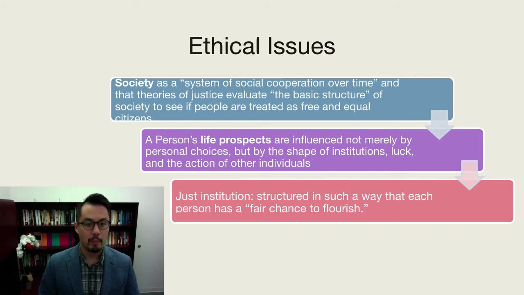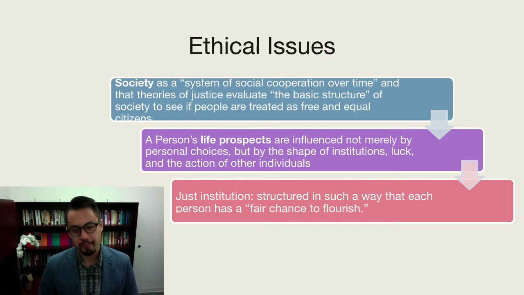The assumption is that a person's life prospects are influenced not merely by a person's personal choices, but also by how institutions are structured, sometimes by sheer luck, sometimes by the action of other individuals. So the assumption is that a just institution then is structured in such a way that each person has a fair chance to flourish. And this is, again, related to the principle of equality of opportunity we talked about a few sessions ago. So we have seen that part of what it means to have a fair chance and to flourish is to have access to dimensions of well-being that includes health, respect, self-determination, reasoning, and attachment.